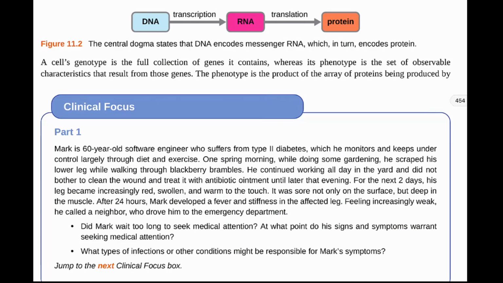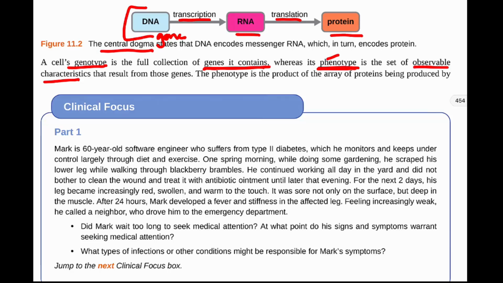So this is our central dogma, this is our gene expression. So we're going from DNA, which would have the gene in it. We're going through transcription, so we're transcribing it into RNA, and then we translate that RNA into our protein. So our cell's genotype is the full collection of genes it contains. So our genotype are the genes, and then we have our phenotype, which is our observable characteristics that we get from those genes. So genotype, pretty easy to remember, is our actual genes that stay the same within our body. And then our phenotype, I think of as physical, what it physically looks like, rather than the genotype.